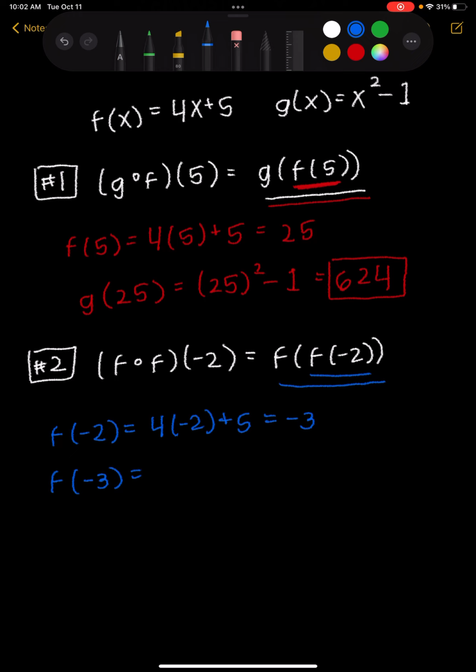So now all I have to do is find out what f of -3 is, and that's as easy as plugging -3 into my f equation again. I'm going to start with the original f equation, which is 4x plus 5, but replace the x with a -3 this time.